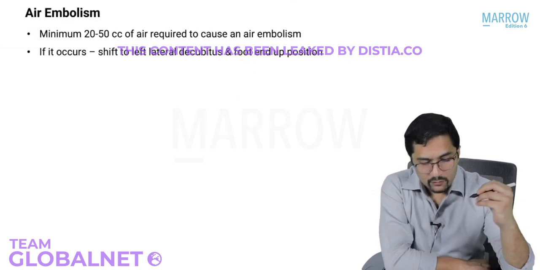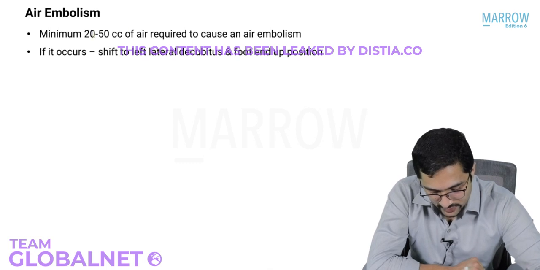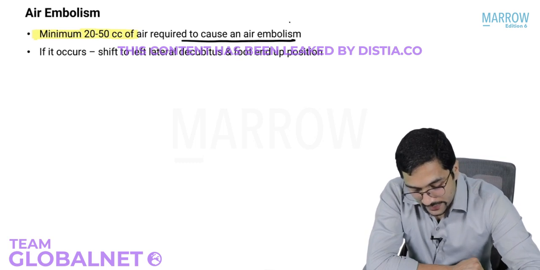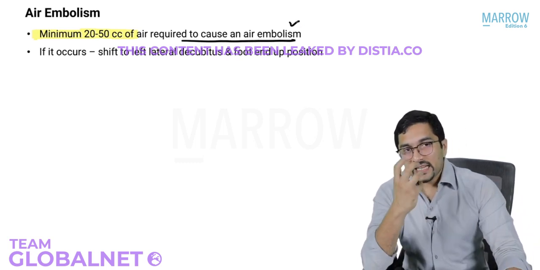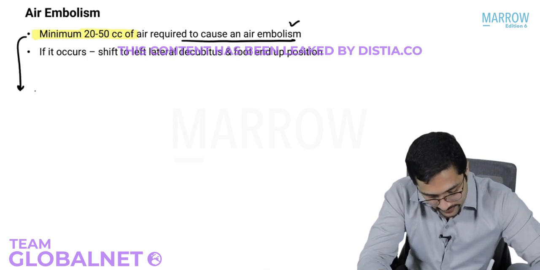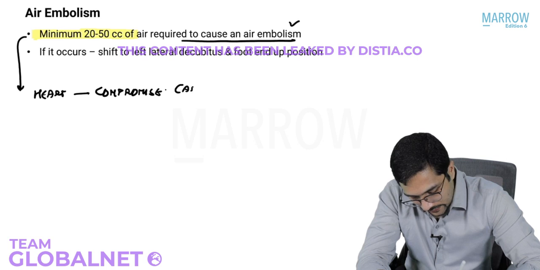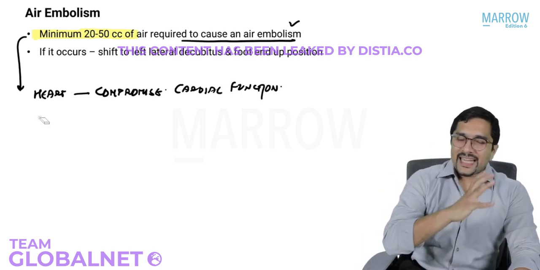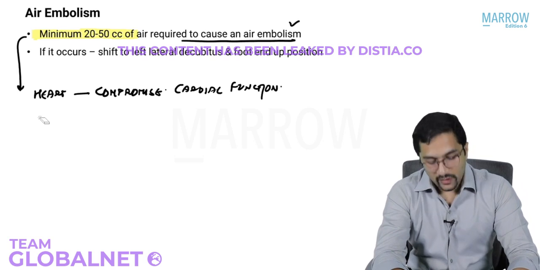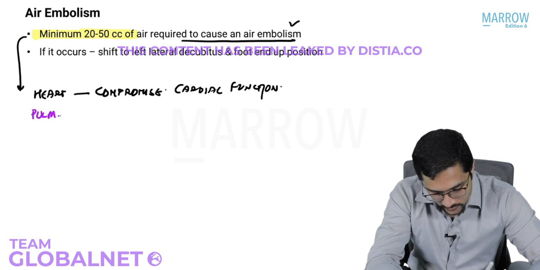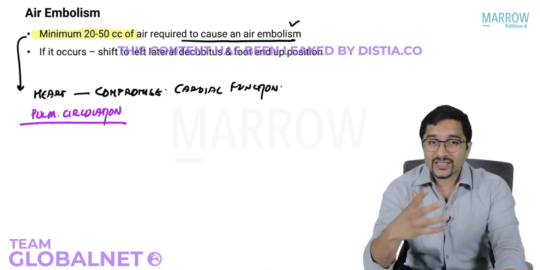Now, a minimum of 20 to 50 cc of air is required to cause an air embolism. Okay. And this air can go into the heart and compromise cardiac function. It can also go into the pulmonary circulation, and it can affect the pulmonary function also.